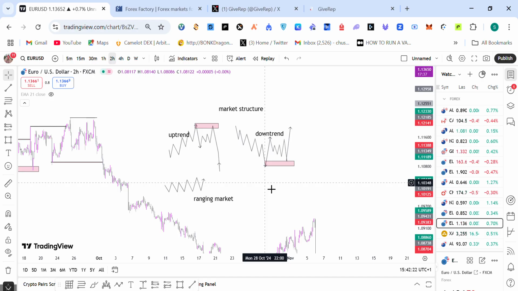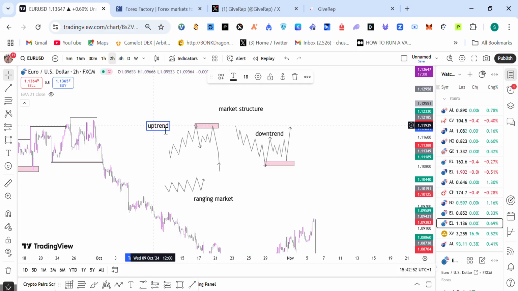So today we are going to be looking at market structure, how we can understand market structure to help us trade the forex markets, simplifying market structure. So market structure, we have three types. We have the uptrend and the downtrend. Then we have the ranging markets. I don't trade ranging markets because it is hectic, and I don't advise people to also trade ranging markets. Only trade uptrends and downtrends.